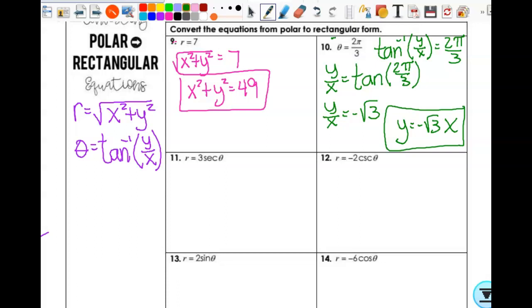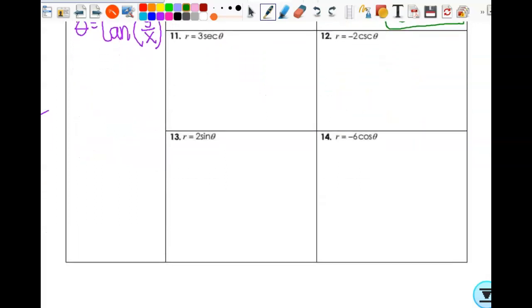Okay. On 11, we have r equals 3 secant theta. So for me to replace a trig function, it's going to have to be sine, cosine, or tangent, right? Those are the rules that we have. Is secant related to one of those? Which one's it related to? Cosine. So r is equal to 3 over cosine theta, right?